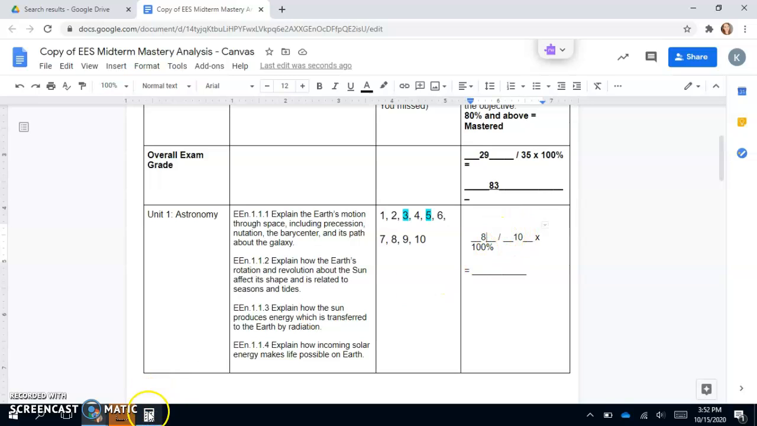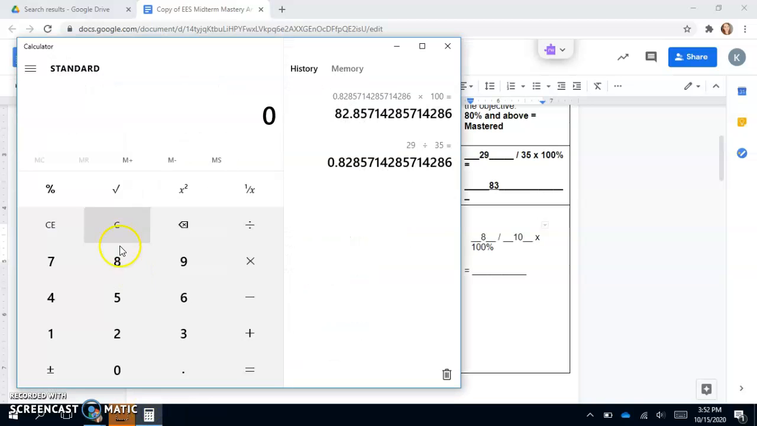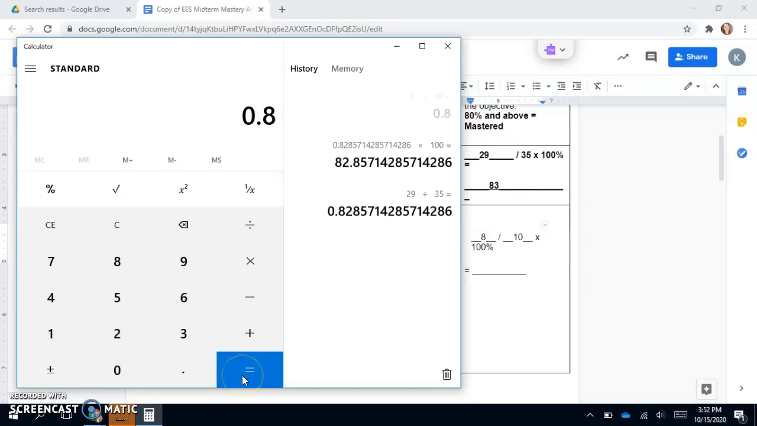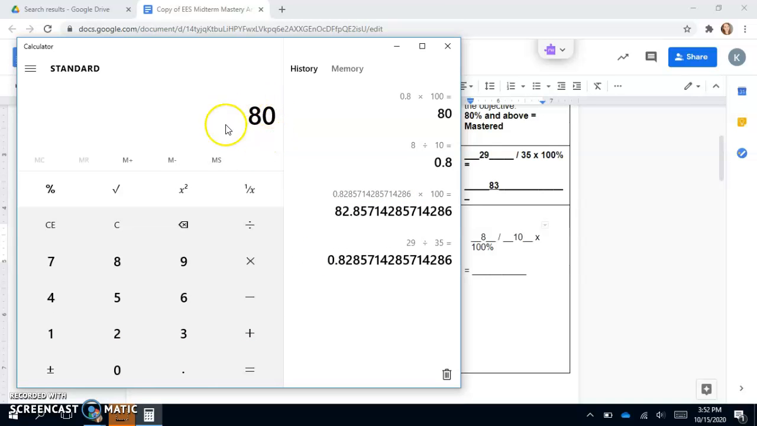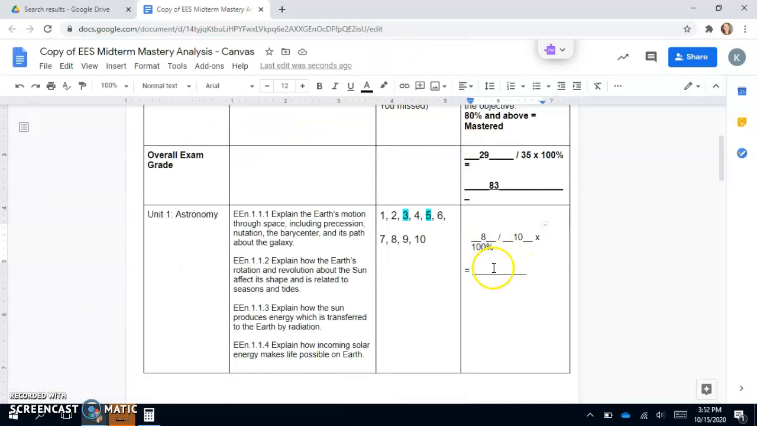Okay, so now I'm going to pull back up my calculator and I can do the math. So we're going to take the number correct, 8, divide it by the total number. And again, there's only 10 questions for unit 1. That's where that 10 comes from. And then we're going to multiply that by 100. So I'm going to pull up my calculator. I'm going to do 8 divided by 10, which will give us 0.8. And then I'm going to multiply that by 100% to get our overall percentage. And that's going to give us 80. So that means we scored an 80% on this portion of the test.